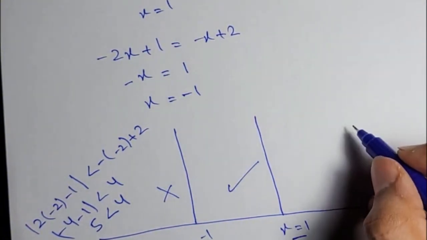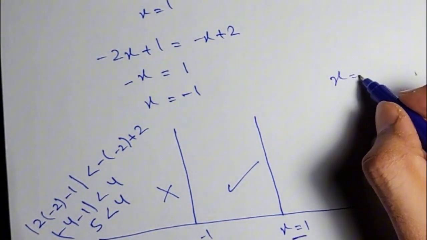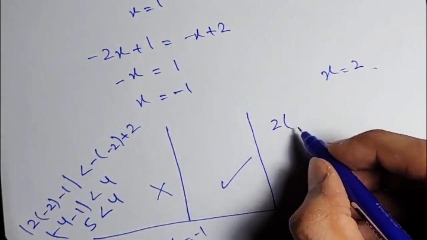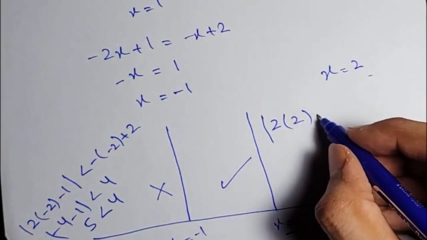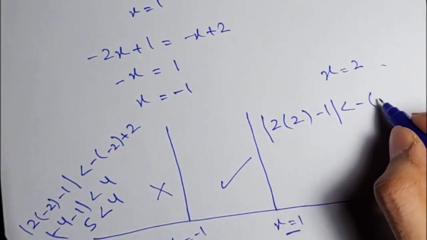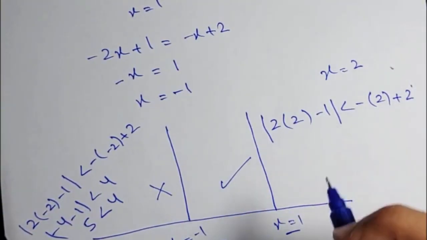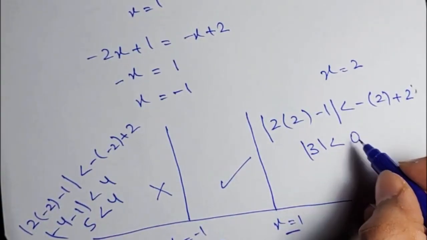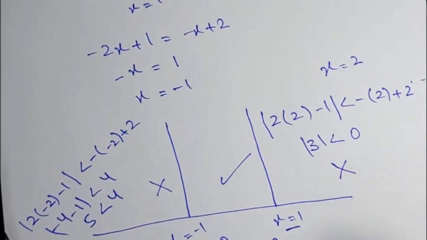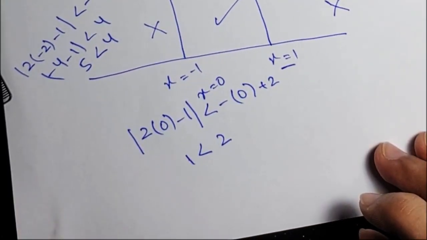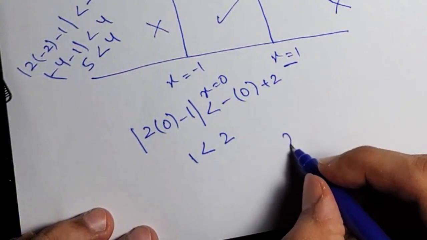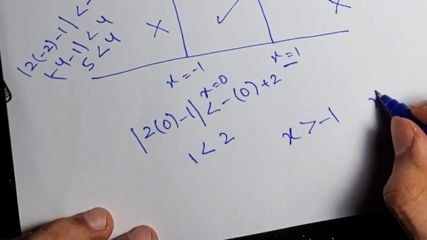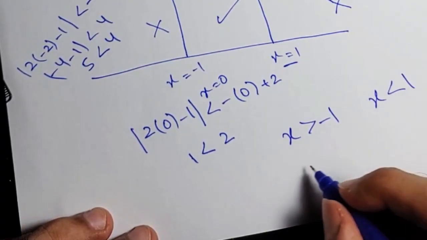For this, we have to take a value greater than 1. So we can take x equals 2. So |2(2) − 1|, 4 minus 1 is 3, and negative 2 + 2 is 0. So this does not satisfy the inequality. So for this, we will take x should be greater than negative 1 and x should be less than 1. So this is the final answer.